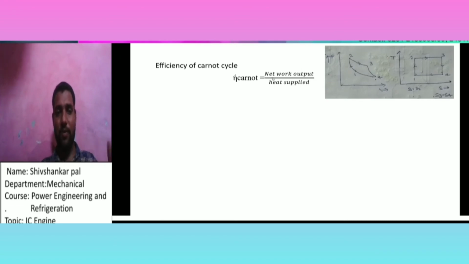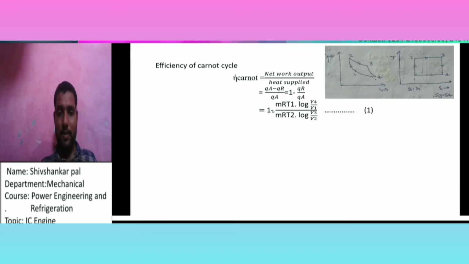Net work output we found in the previous slide, and the heat supplied we also found in the previous slide. You can put this as QA minus QR divided by QA, where QA minus QR is the work and QA is the heat addition. You can write this equation as 1 minus QR upon QA. Then put the value of QR and QA and obtain this equation, 1 minus mR and so on.